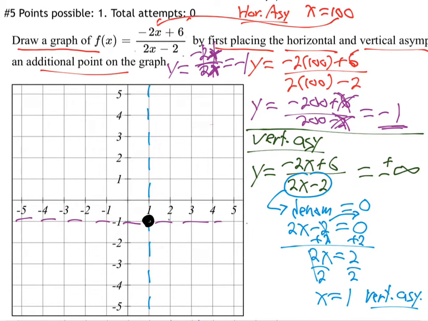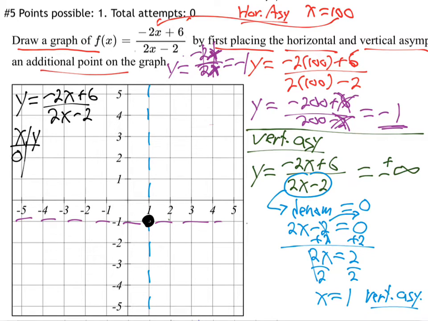And now the second click, they want us to get one other point. Doesn't really matter what other point, just one other point. So we have the function y equals minus 2x plus 6 over 2x minus 2. I'm just going to make a little xy table. I'm just going to plug in 0 because 0 is just an easy number. Any number will work, doesn't matter at all.